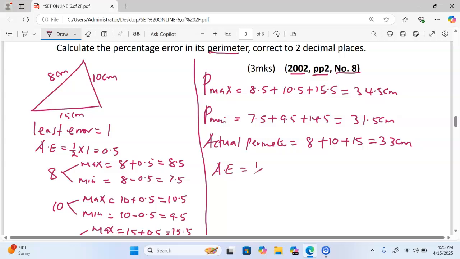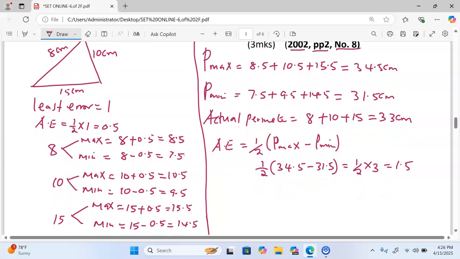Absolute error in perimeter will be half of the maximum perimeter, P max, minus P minimum. This is half of 34.5 minus the minimum perimeter of 31.5. This gives us half of 3, which is 1.5. 1.5 is the absolute error in perimeter. From there we can get the percentage error.